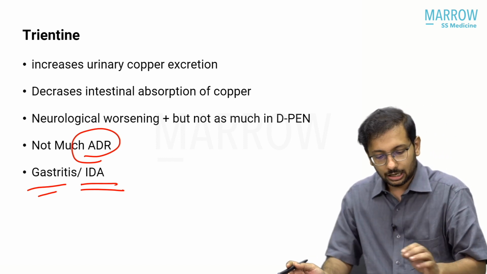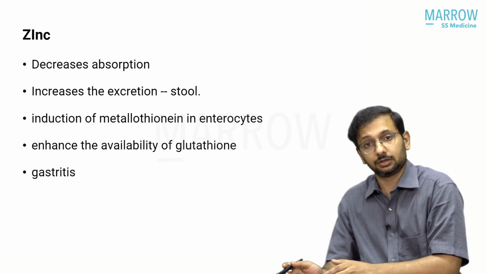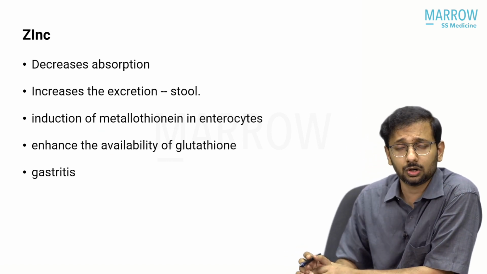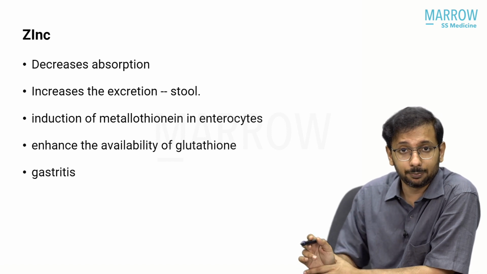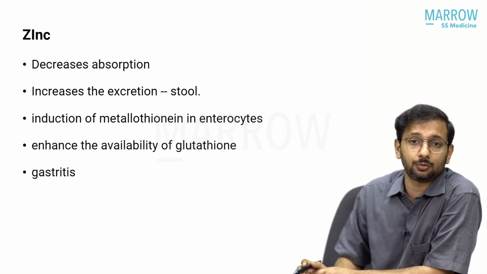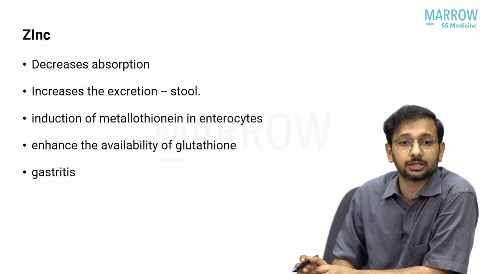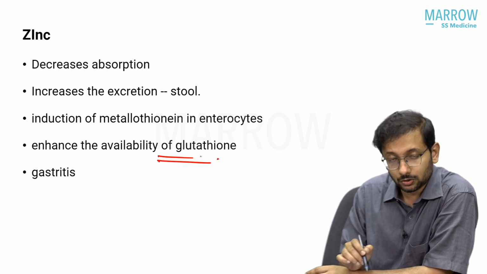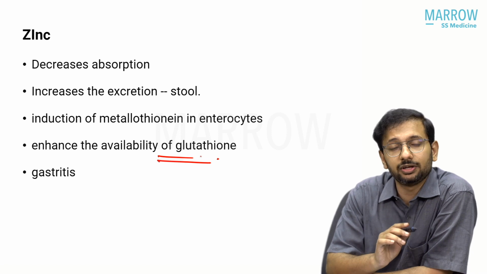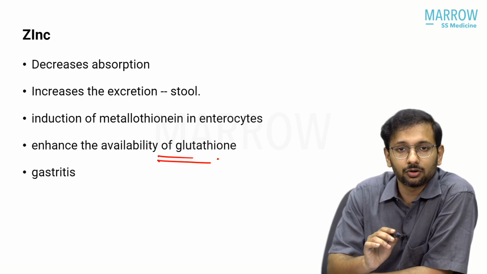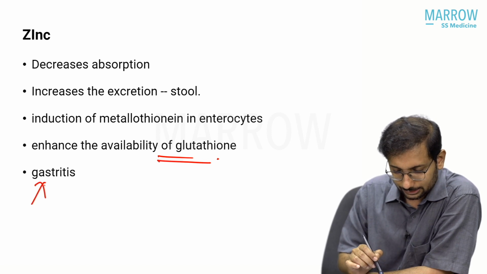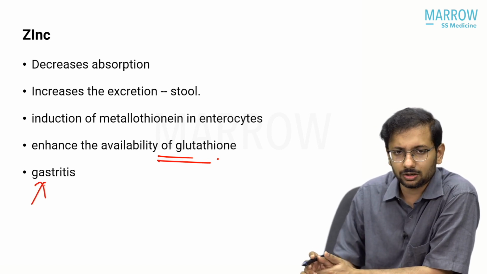That's all. Coming to another important drug, which is zinc, which is probably used in almost all patients with Wilson's disease. Apart from decreasing absorption of copper, it also induces metallothioneins in enterocytes. It enhances availability of glutathione. So these things make zinc a very attractive agent for treatment of Wilson's disease. Only ADR is gastritis, which is seen quite often. However, it is manageable.